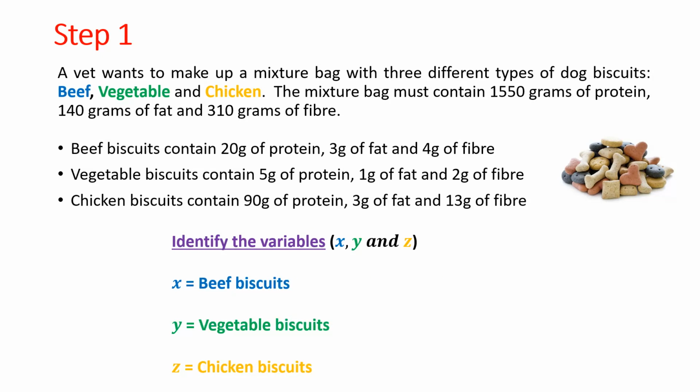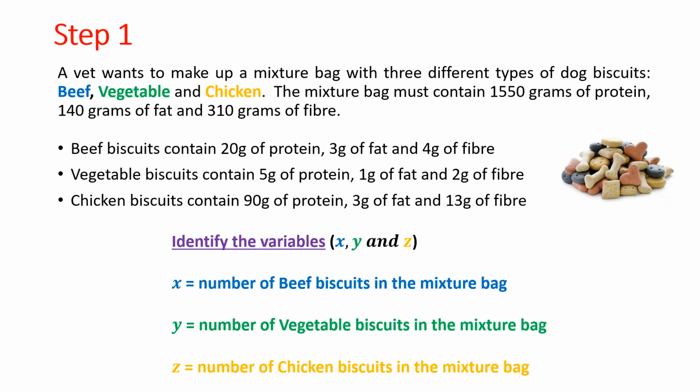Now, if you were a little lazy and just said X equals beef biscuits or X equals beef, you're going to get it marked wrong. So you must be more concise and say something like the number of beef biscuits in the mixture bag.